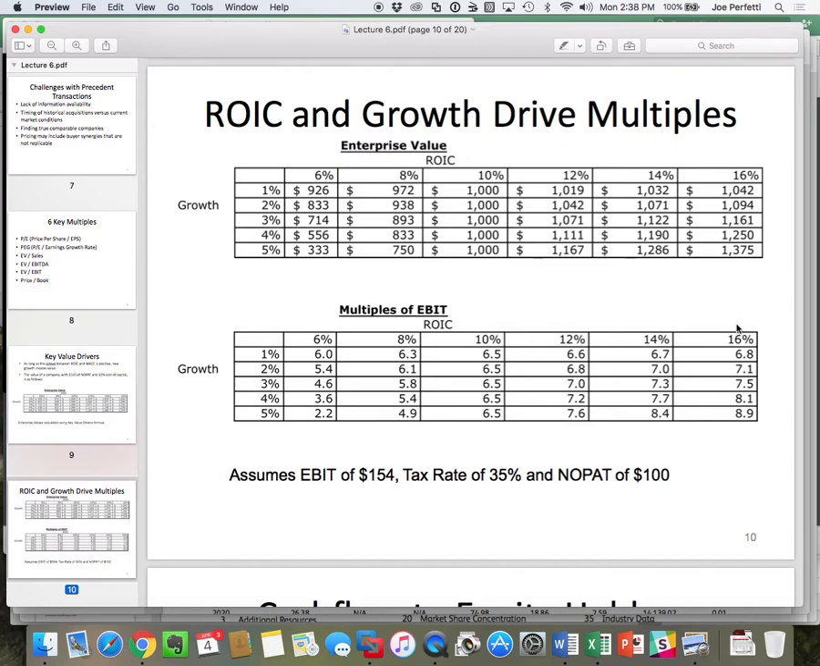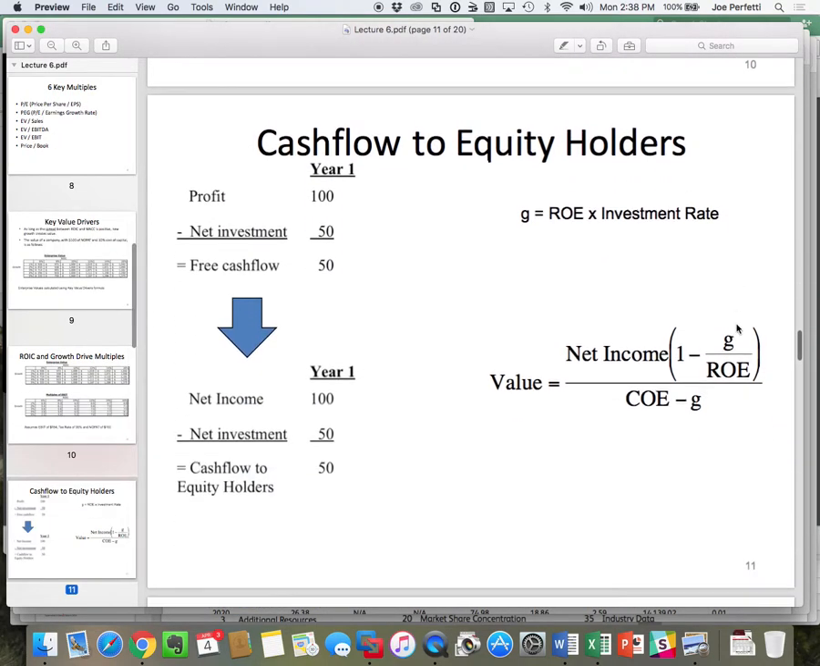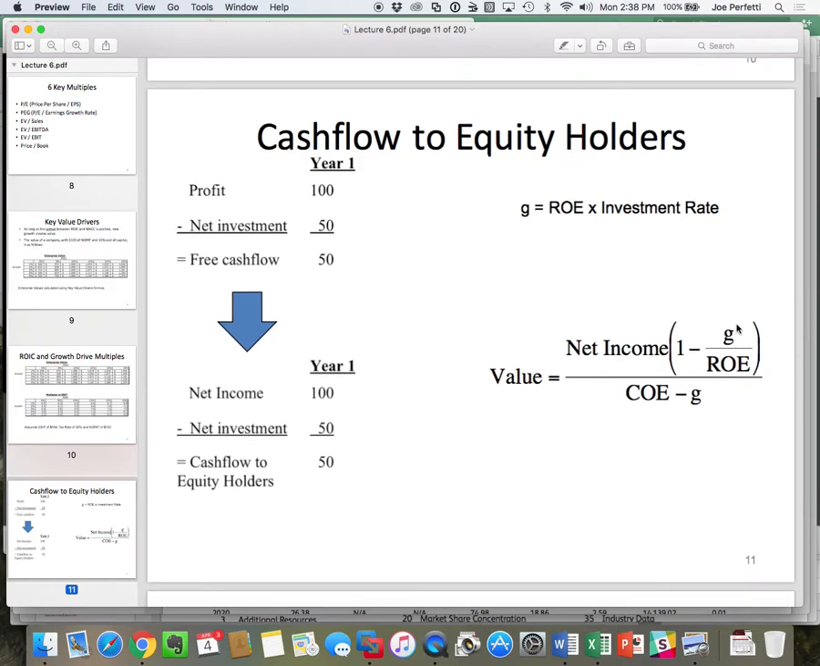So, continuing on. The next multiples, EV to EBIT and EV to EBITDA, are relatively similar. Okay? But the next multiple is something called PE. So how do we get to PE? Well, again, the key value drivers formula, except rather than using NOPLAT, we use net income. Rather than using ROIC, we use expected ROE. Rather than using WACC, we just use cost of equity. And rather than using growth in free cash flow, we use growth in EPS. So that is the key value drivers formula to get the market value of equity.